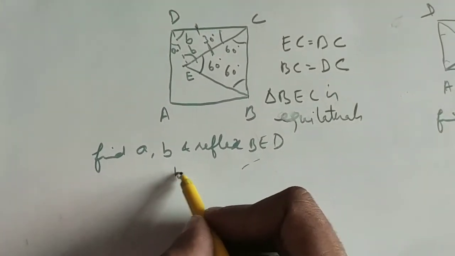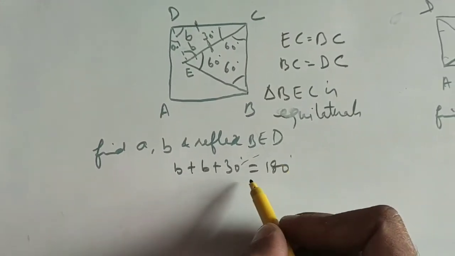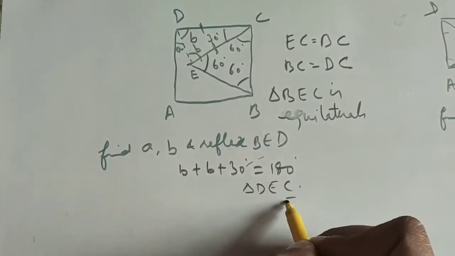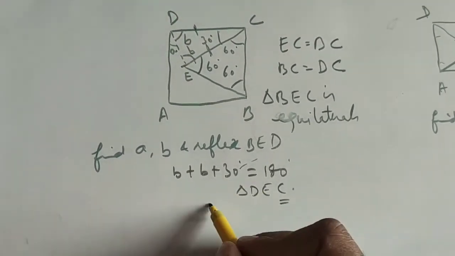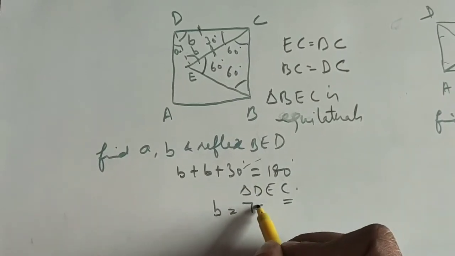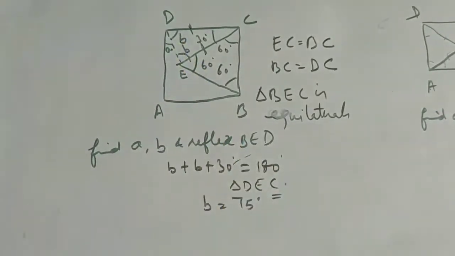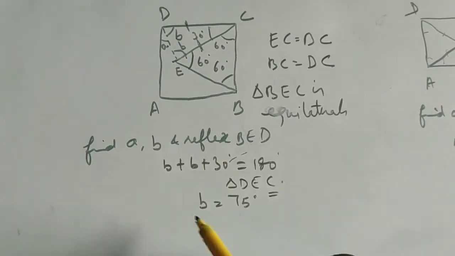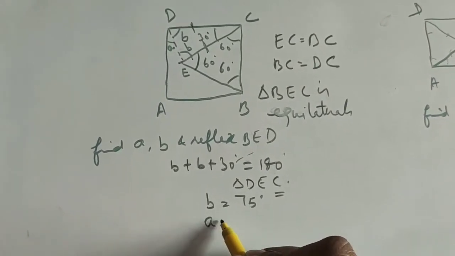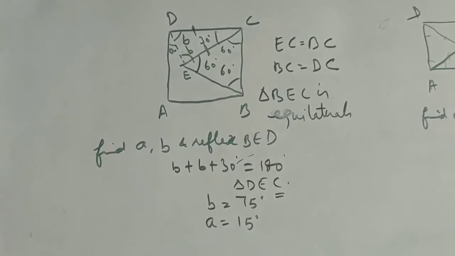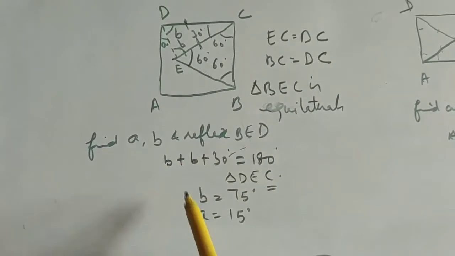Now we can find angle B by using the angle sum property in triangle DEC. In triangle DEC we can apply the angle sum property. So we can find out B. B will be how much? 75. So if B is 75, we know that the sum of angle A and B should be 90 degrees, because the vertex angle is 90 degrees in the case of a square. So A will be 15 degrees. So A is 15, B is 75.